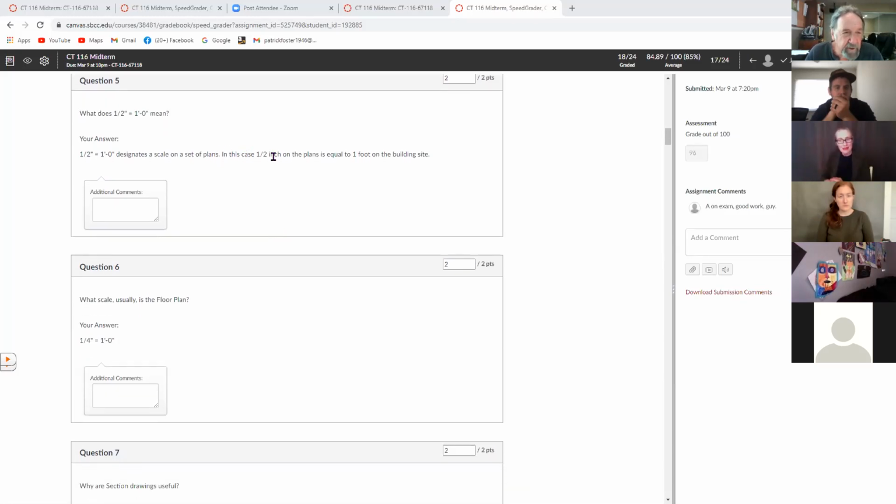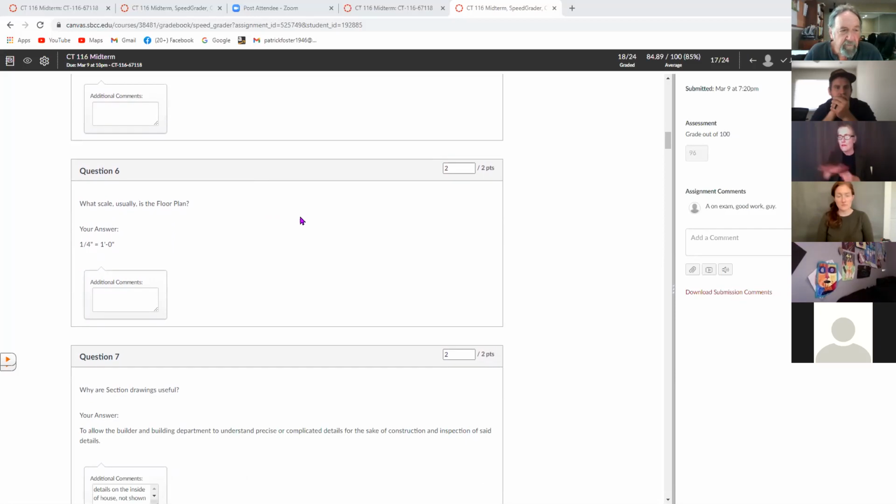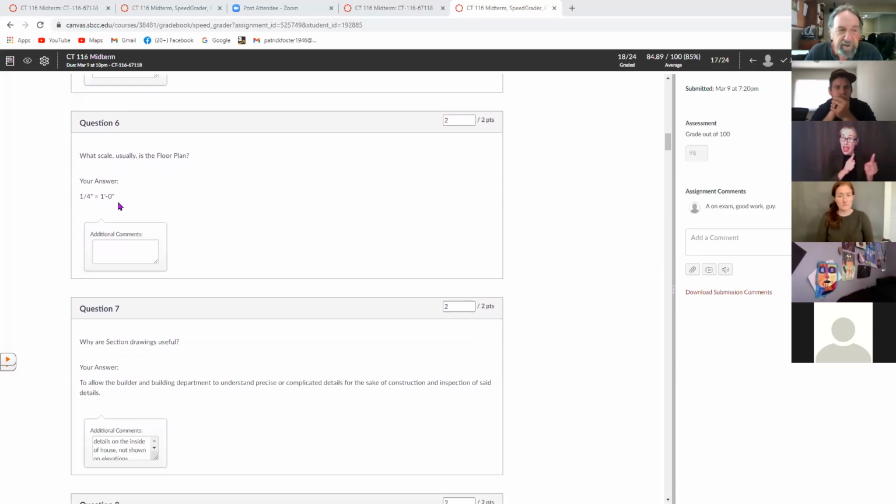So mostly if you got any off this, and I'm not even sure I took one off, it was because I wanted you to be able to say it in full. Floor plan is almost always a ½ inch.